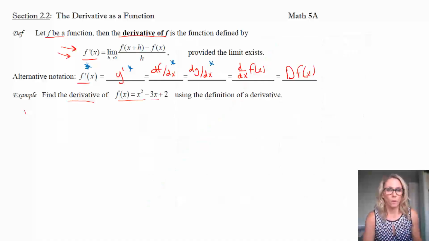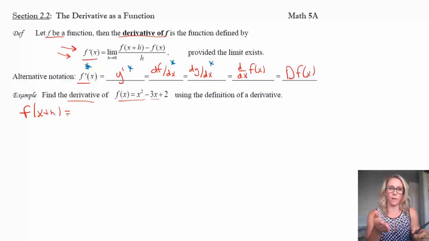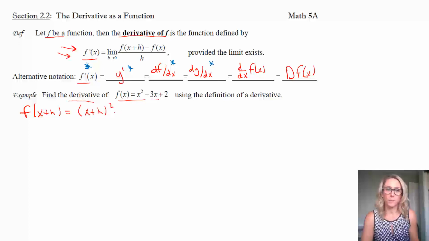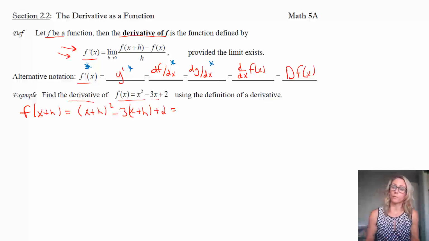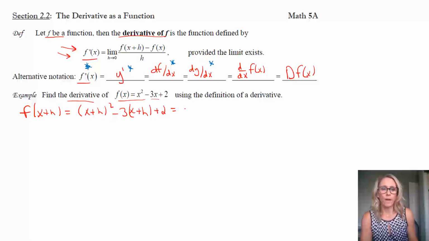So first, what we need to do is think about f of x plus h. We have f of x. It is x squared minus 3x plus 2. F of x plus h just means take x plus h and plug it in everywhere where you see x. And then if you want, the first thing you can do is simplify it and then get into this big idea of the f prime of x. But we have f of x plus h.